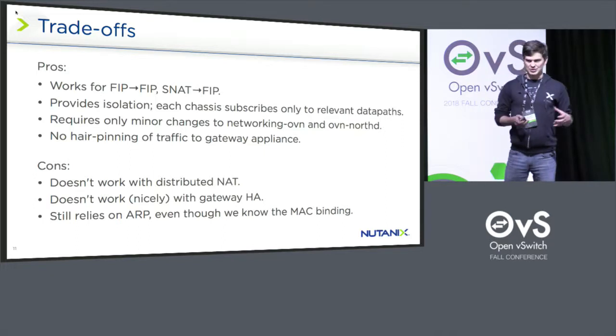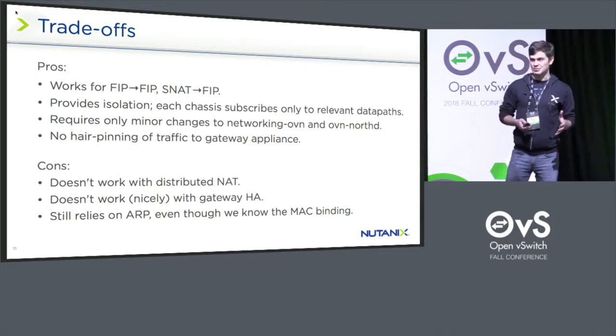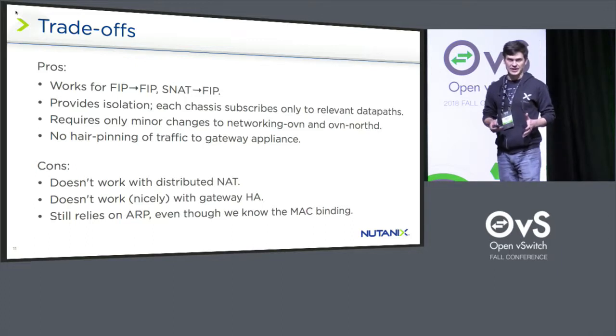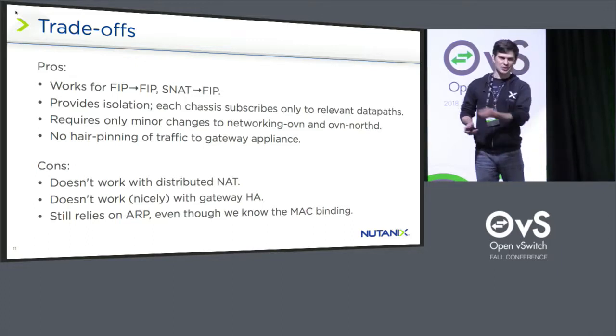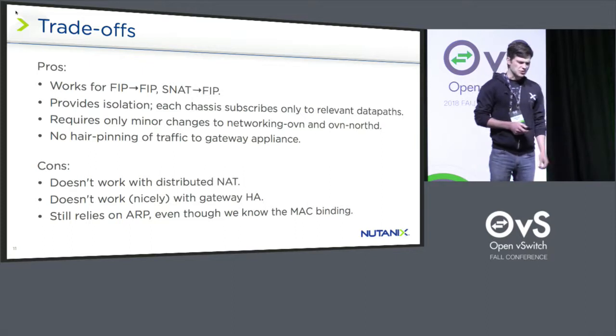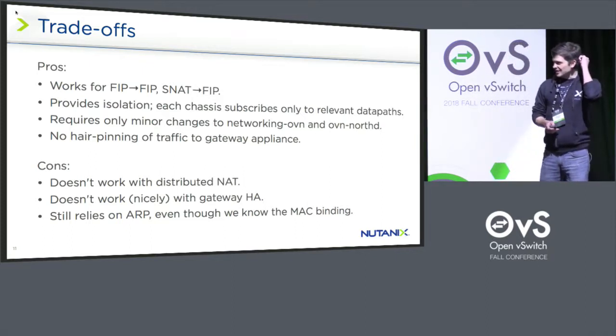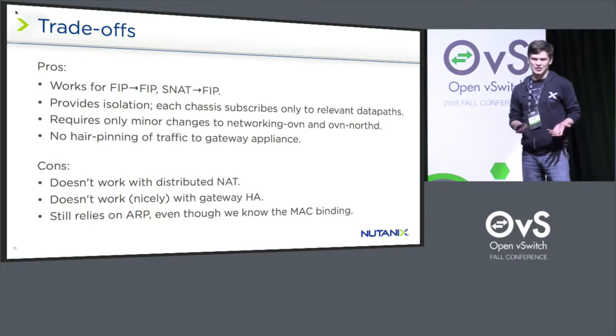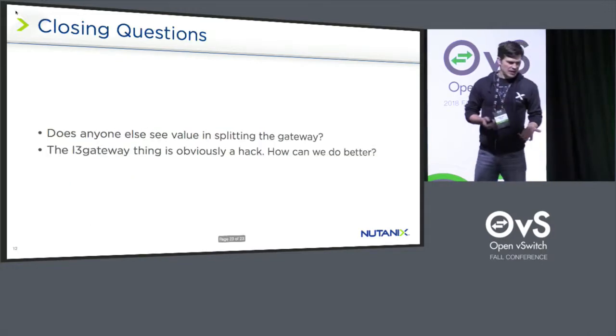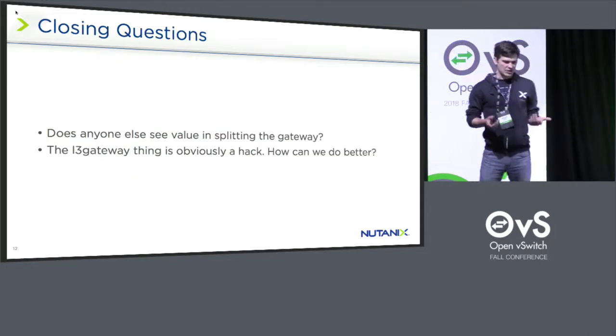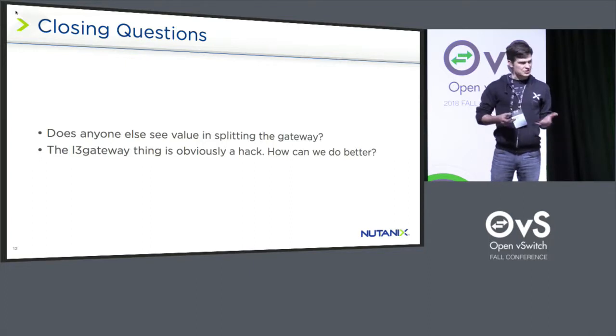So gateway HA is where you define a group of chassis that can all function as a gateway, and they decide dynamically using BFD which one of them will actually be the gateway. It makes it difficult for us to figure out which one we're supposed to bind to. But the most galling part is really that it still relies on ARP. And the fact that we're ARPing to resolve the MAC binding for a floating IP that we programmed just seems fundamentally wrong.